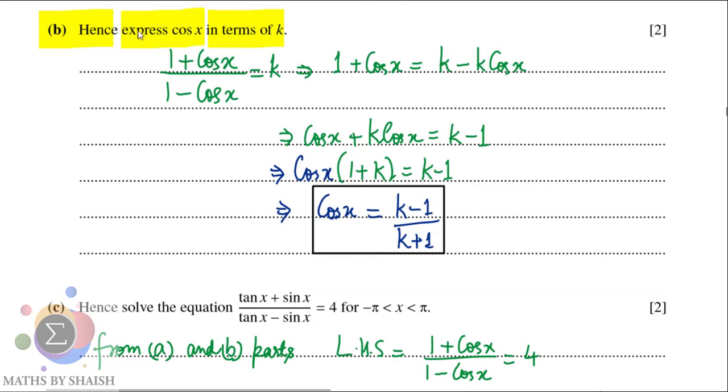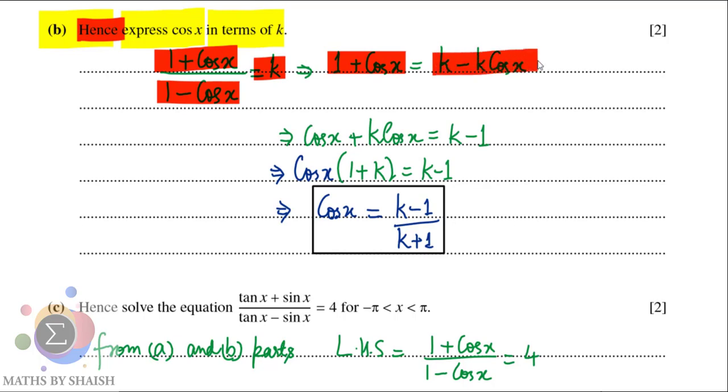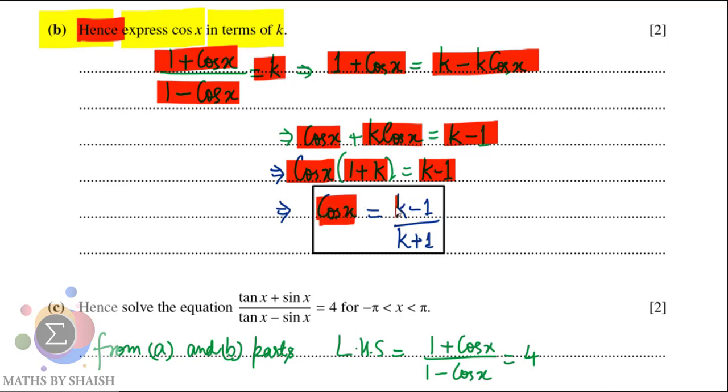Since it says "hence", we are going to use the result from the previous part. Previously we got (1 plus cos x) upon (1 minus cos x) equals k. So we simply cross multiply, and we collect cos x on one side, so it is cos x plus k times cos x on the left hand side, and the right hand side becomes k minus 1. Afterward we take cos x common, which gives us (1 plus k) in a bracket, and here it is k minus 1. So we got cos x equals (k minus 1) over (k plus 1) by taking the cross multiplication. So that's how we express cos x in terms of k here.